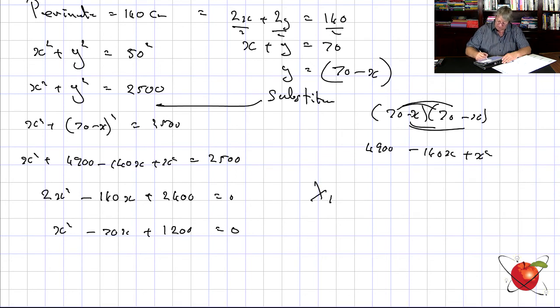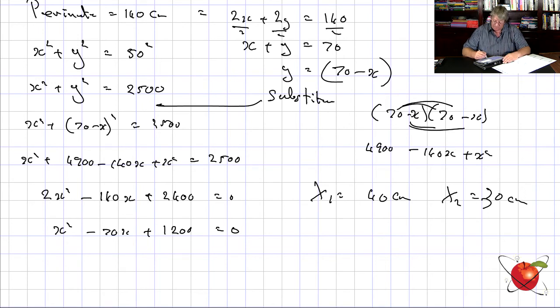Factorize, and we get x1 is equal to 40 and x2 equal 30. Can you see here we are getting a positive number, right? And what are we measuring in? It's a distance, isn't it? x is a distance, so it's going to be 40 centimeters and 30 centimeters. Okay, what do we do next?